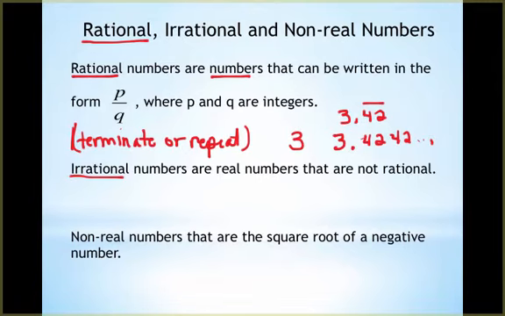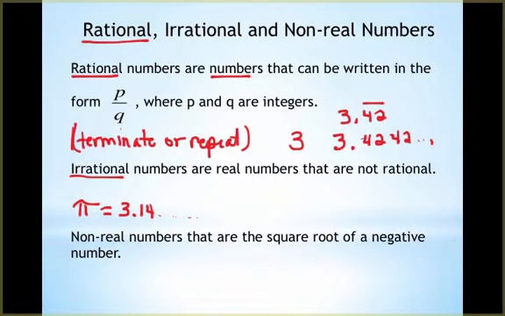Irrational numbers are numbers that are not rational. There's some irrational numbers that are pretty common that you talk about. One of those that we've already discussed is pi. And remember, we talked about that we were going to let pi be 3.14, but it does go on forever and it doesn't repeat. So that would be an example of an irrational number.